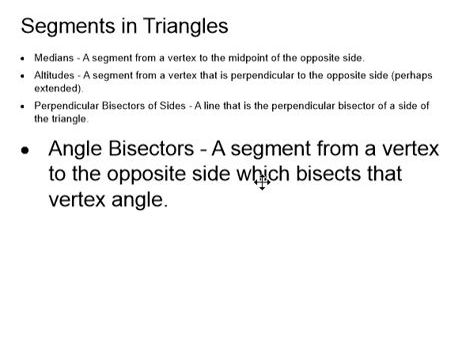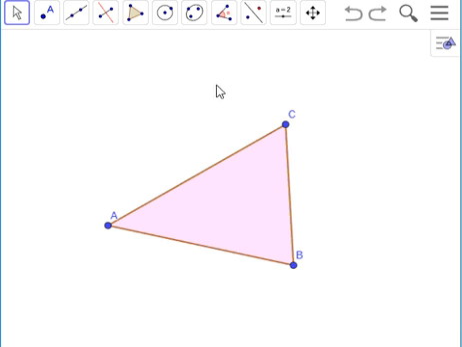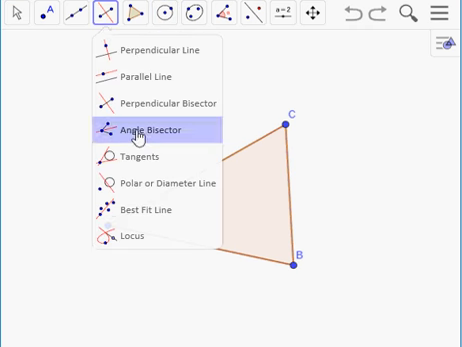In section 1, we talk about the intersection point of the angle bisectors of a triangle. If I construct a triangle ABC, I can bisect all of the angles of the triangle. Let me use my angle bisector tool here.